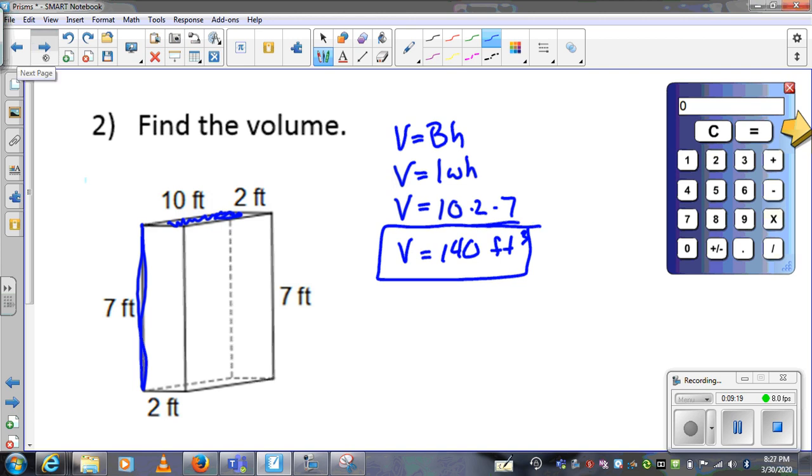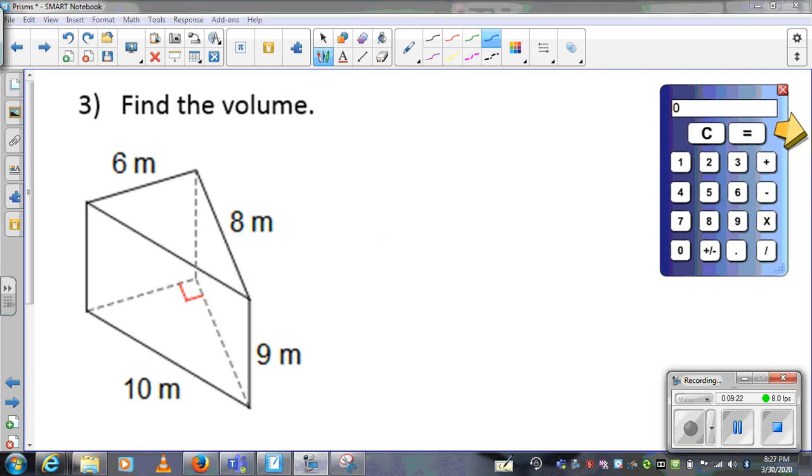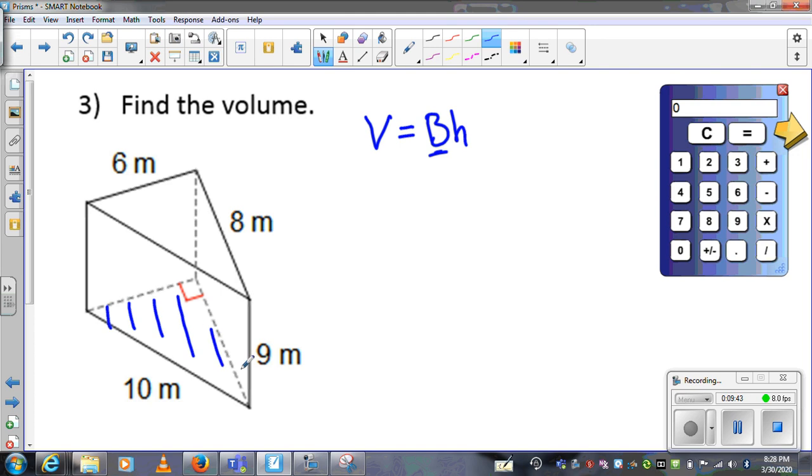Let's try another. Now this one's certainly a more complicated problem. So in this case, we're going to have to use our formula. Again, we could do big BH if we want to and just work from that one. Base, our two parallel sides, are triangles. Okay, so I'm going to find the area of a triangle. That would be 1/2 base times height. But then you're going to have to multiply it by how tall, or what's the height of the whole object. So I'm going to call that a big H right there.